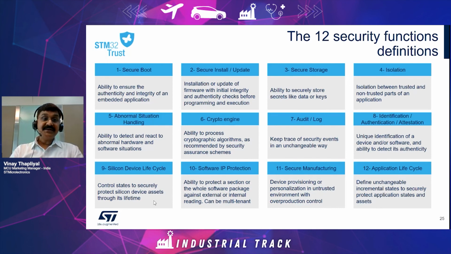It can be multi-tenant. So for example, some of the IP protection which goes from a design house to the OEM, so they can do all the software IP protection. 11. Secure manufacturing, device provisioning or personalization in untrusted environment with overproduction control. No firmware stealing at production, no overproduction by manufacturer. Ensure firmware does not program devices not owned by the company. And 12th, application lifecycle. Define unchangeable incremental states to securely protect application states and assets.